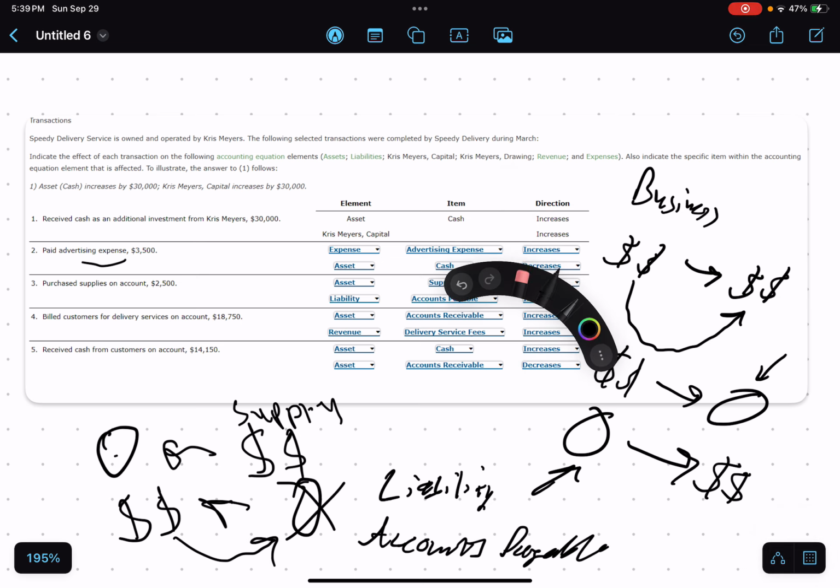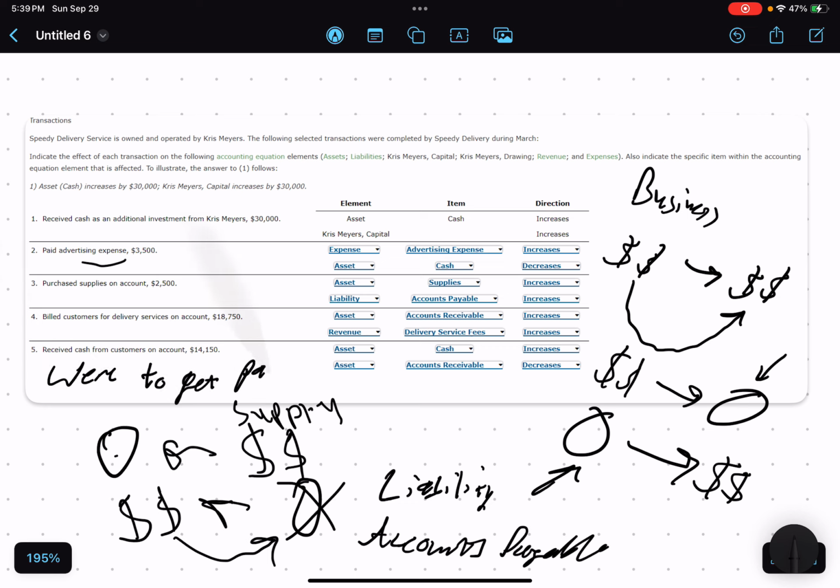Because basically what's going on here is that originally in your accounts receivable, you were to get paid. And now that you did get paid, there's no more money that you have to account for in the accounts receivable. It's gone into assets, so it decreases. And if you do these, you will be getting the right answer.